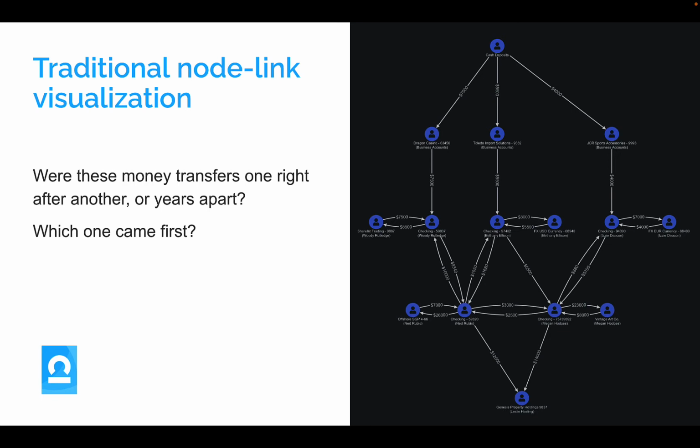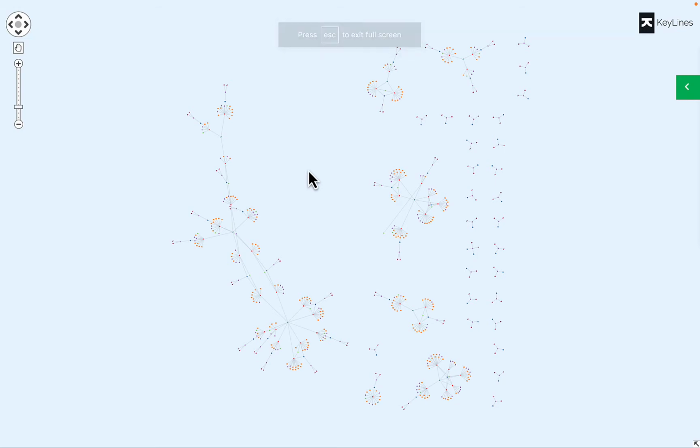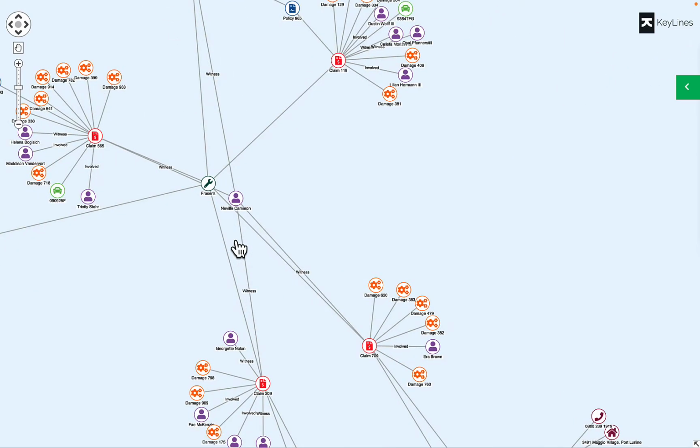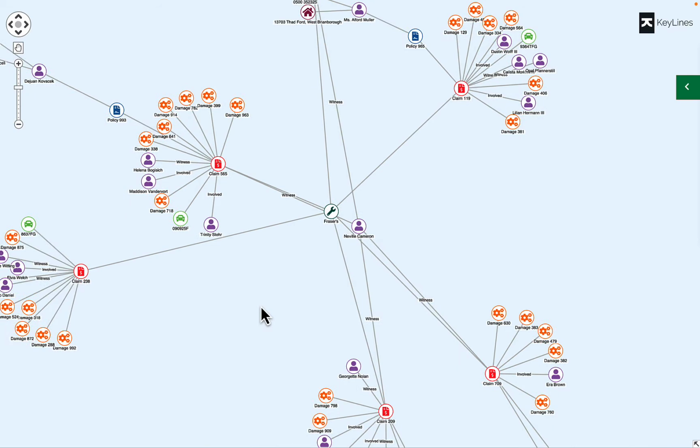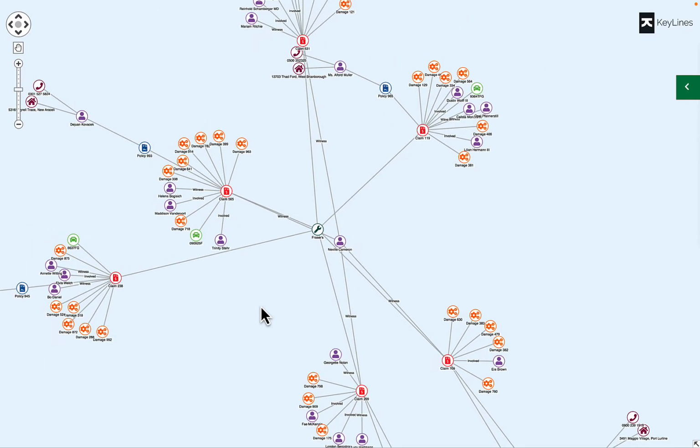Let me show you another example. Here is an example of a traditional node link visualization of the kind that you'd typically see. In this example, we're looking at an insurance fraud case, and we have nodes that represent individuals, we have claims, we have damages for auto insurance, we have the cars themselves, and so on. And we see what we think might be substantial fraud. We see a particular individual who is involved as a witness in several different accidents who all went to the same mechanic for the same type of repair.